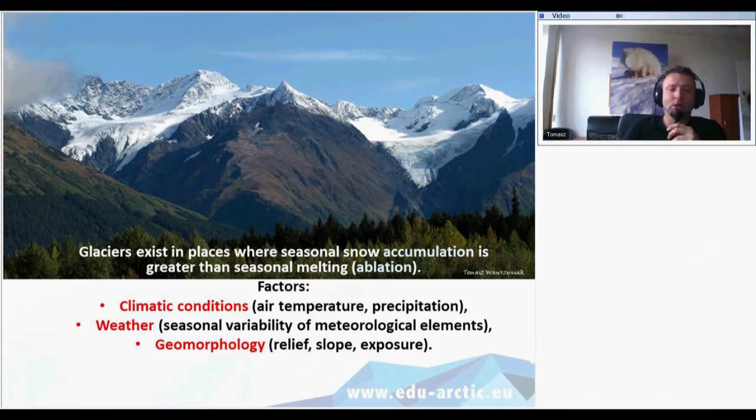And of course, there's also geomorphology. As you can see in this picture, there are glaciers, but only in places where the snow could accumulate. So if the slope was too steep, the snow didn't stay there. And exposure. If the slope is facing south in the northern hemisphere, it will have more sun, so it can be warmer, and the snow can melt. The slopes that face north in the northern hemisphere will have less sun or none at all, so the sun won't melt this snow.